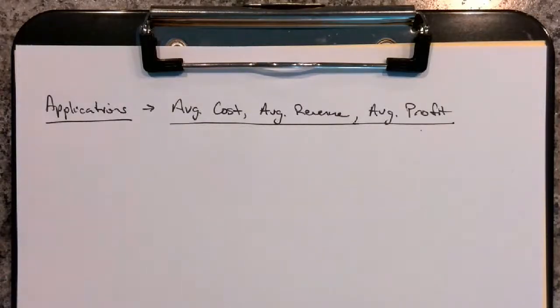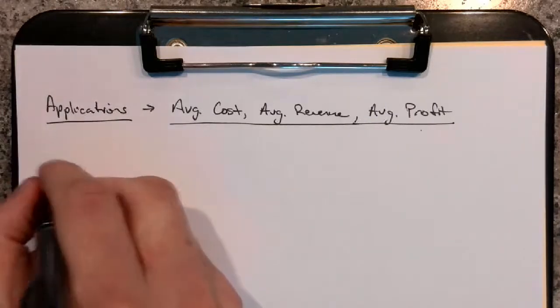This video is on application involving average cost, average revenue, and average profit. So before we do the application problem associated with this, let's talk about what it means to have the average cost, average revenue, and average profit.